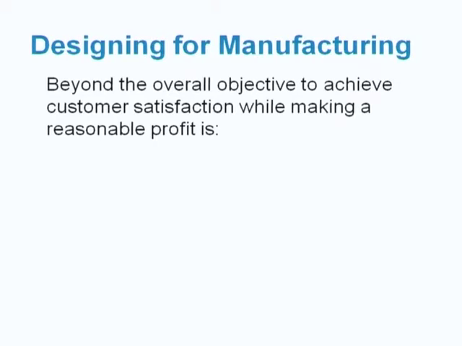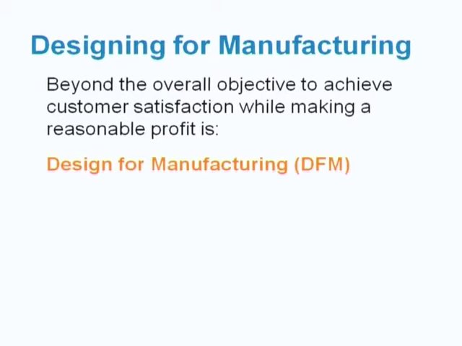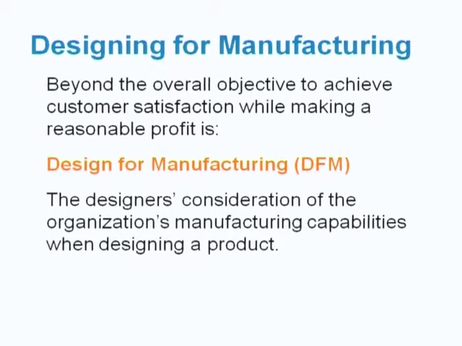Designing for manufacturing. This is a good idea for this one. Beyond the overall objectives to achieve customer satisfaction while making a reasonable profit is design for manufacturing, DFM. So the designer needs to consider the company's manufacturing capabilities when they design the new product. For example, do they have machines, do they have technologies to produce a new product? Are there workers, do they have skills to make the new product or not?